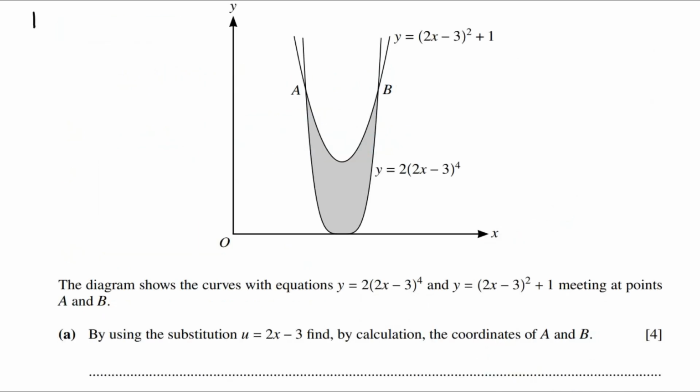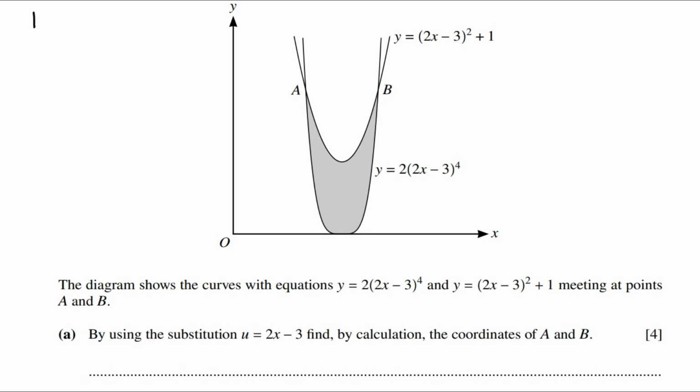The first question is: the diagram shows the curves with equation y equals 2 times (2x minus 3) to the power 4 and y equals (2x minus 3) squared plus 1, meeting at points A and B. By using the substitution u equals 2x minus 3, find by calculation the coordinates of A and B. So two curves are given. We need to find the meeting points.